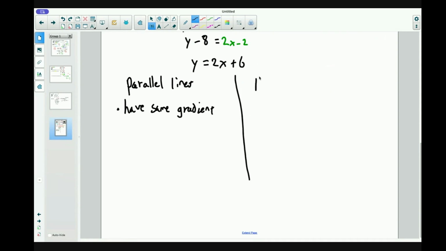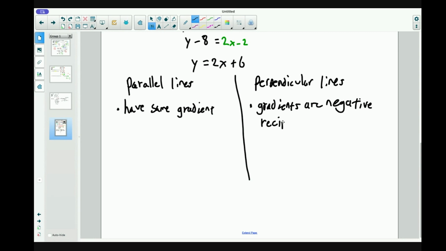Whereas for perpendicular lines, their gradients are negative reciprocals. Okay, so their gradients are negative reciprocals. So what does that mean?